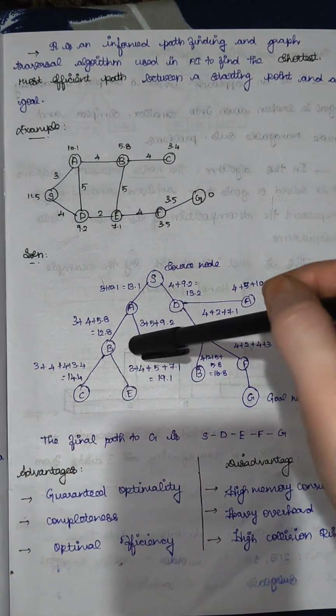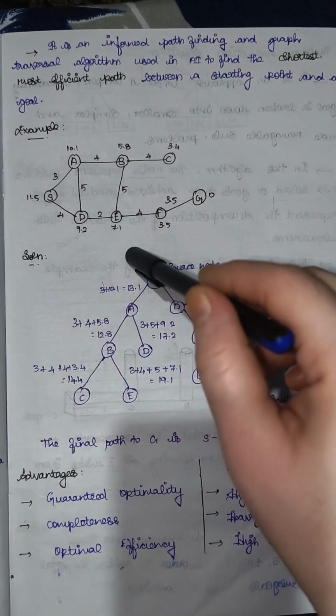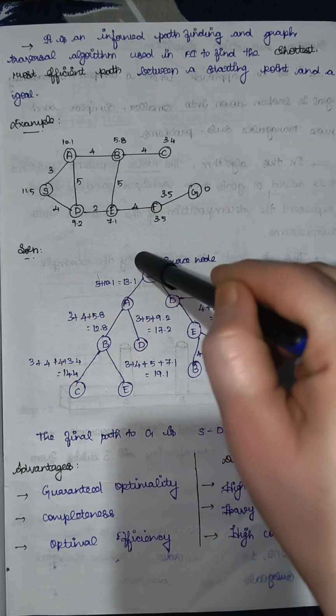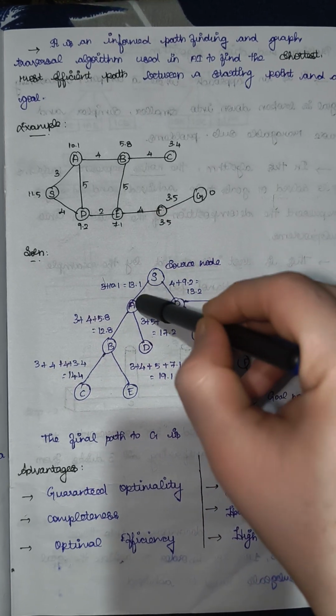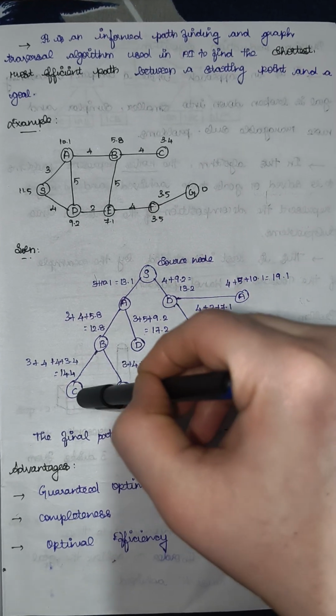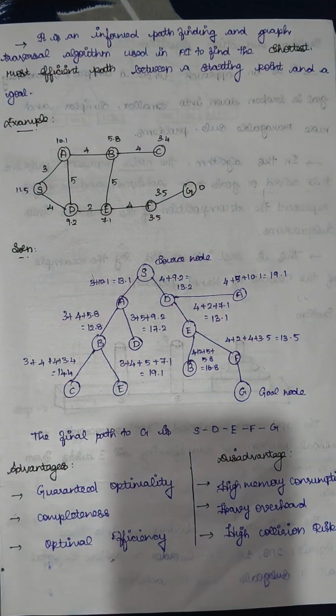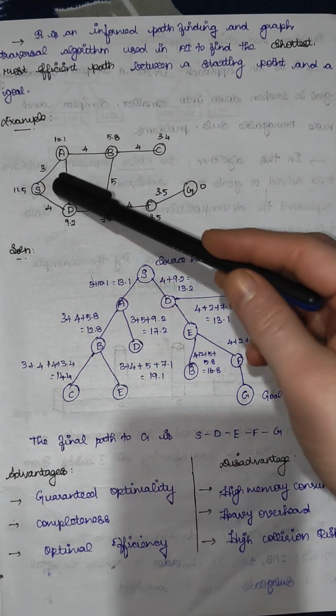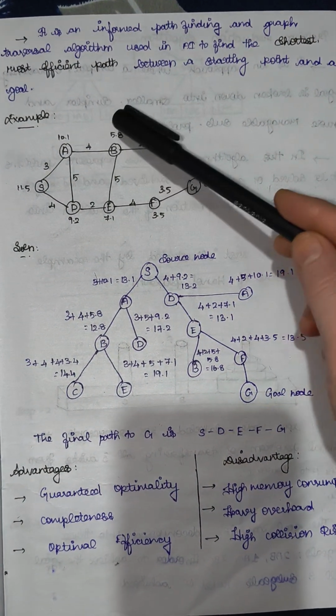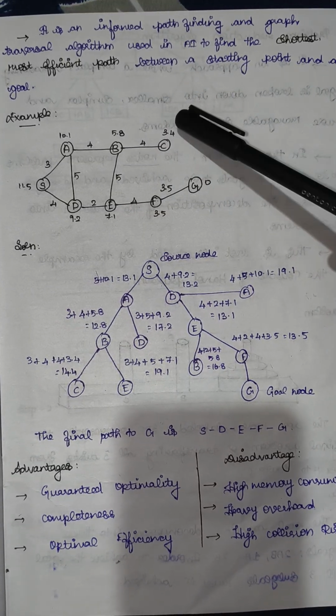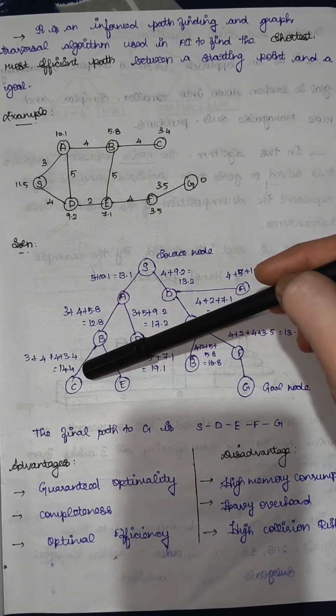So what is the cost of C? We have to consider from the source node. So the traveling cost from S to A to B and B to C. After that, the node cost of C I have to calculate. So the traveling cost from S to A is 3 plus 4 and the node cost is 3.4. So the total cost is 14.4.